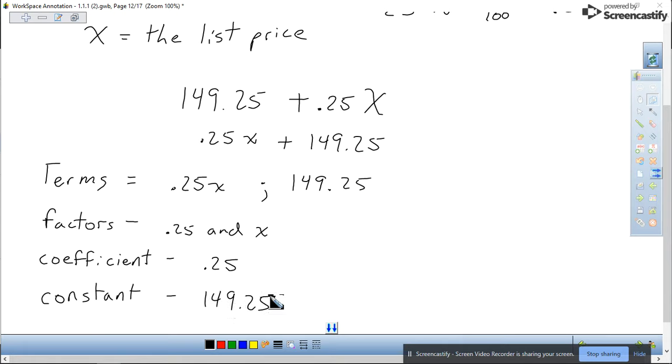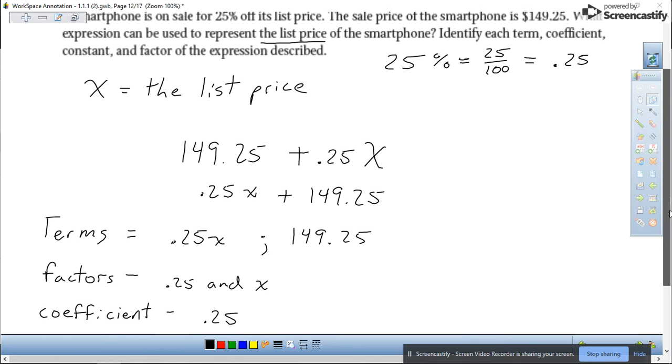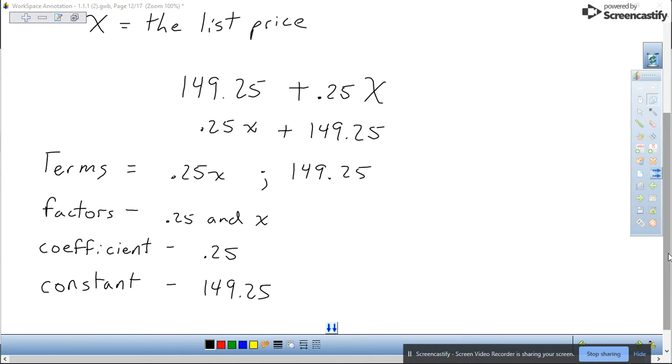All right, now the last thing I want to do is look back and say, okay, did I actually answer what the question asked me? Identify each term, coefficient, constant, and factor for the expression described, and create an expression. Yes, I've done that. All right, now we can move on to example 3.